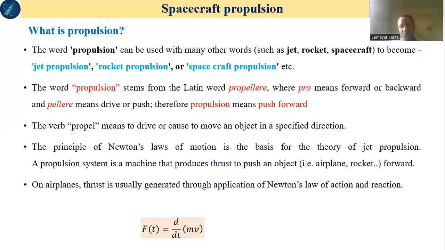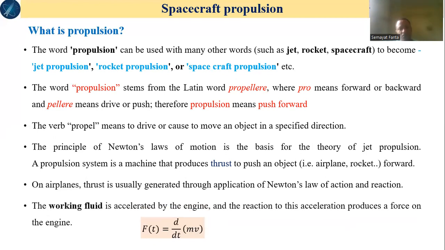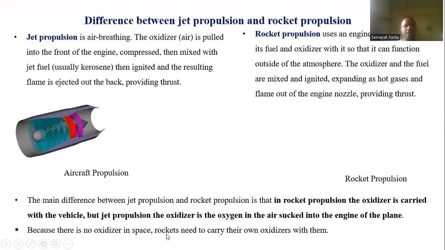Because of that, we need a system which combines oxygen with fuel. The working fluid is accelerated by the engine, and the reaction produces force on the engine. That is the momentum conservation principle. Now, what is the difference between jet propulsion and rocket propulsion? We can understand that from this slide.